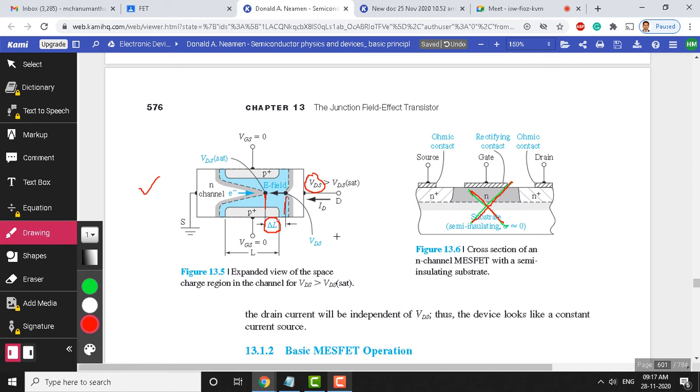Now delta L is proportional to VDS. If VDS decreases, then delta L also decreases. If you go for a larger value of VDS, then delta L keeps increasing. Now we will see what happens for a large value of delta L. When a large value of delta L comes into play, it blocks more and more charge carriers and constant current flow will take place here.